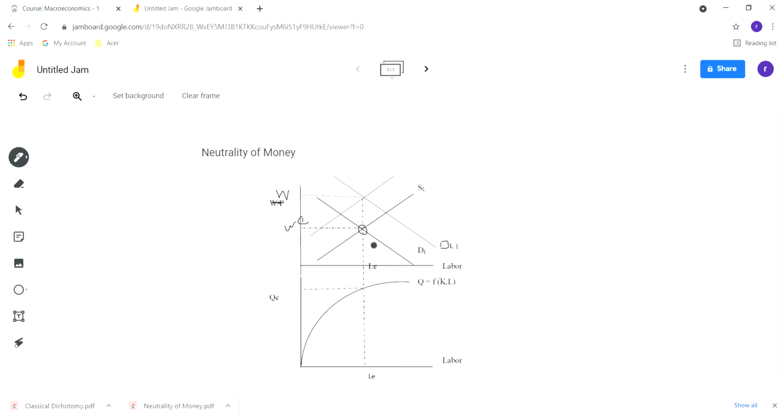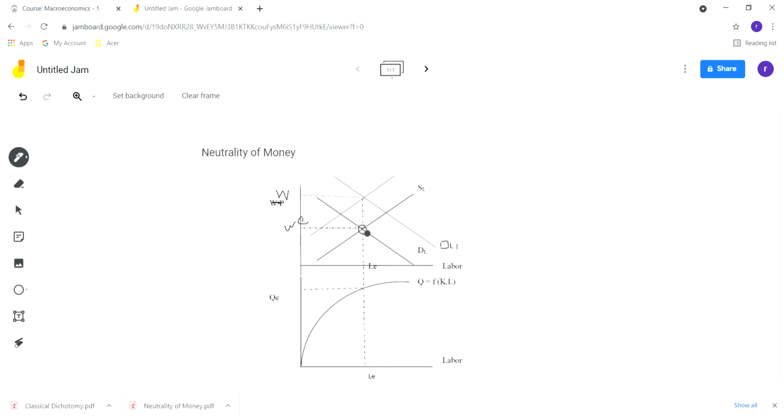So how did we arrive at this LE amount of labor? We arrived at the LE amount of labor from the neoclassical labor market. It is given by the intersection of DL and SL here, and this determines the quantity of labor employed, and this quantity of labor employed determines the level of output from the production function, and this is seen as QE.